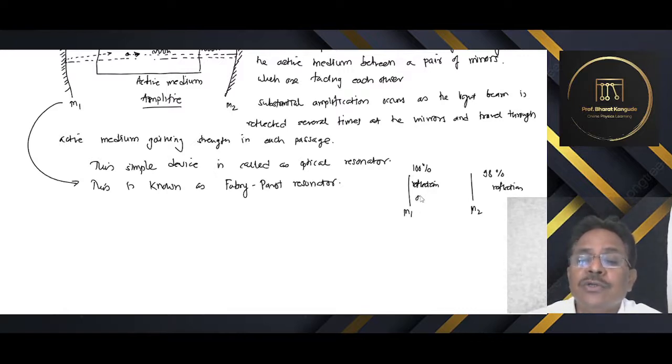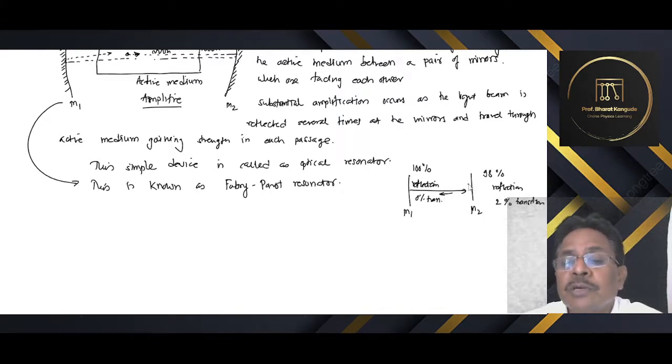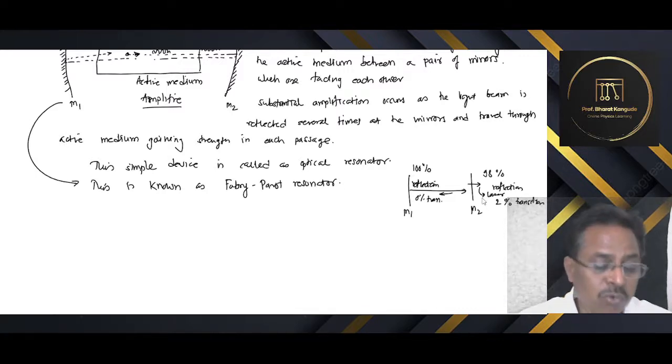So here 0% transmission, and here 2% transmission or more, and whenever such transmission is given, the radiation which is created here, the laser radiation, can come out through this. So when it undergoes this type of operation, reflection multiplied, some part of it comes out, and this is your laser light. So that's how to understand this particular principle. We have to go further.